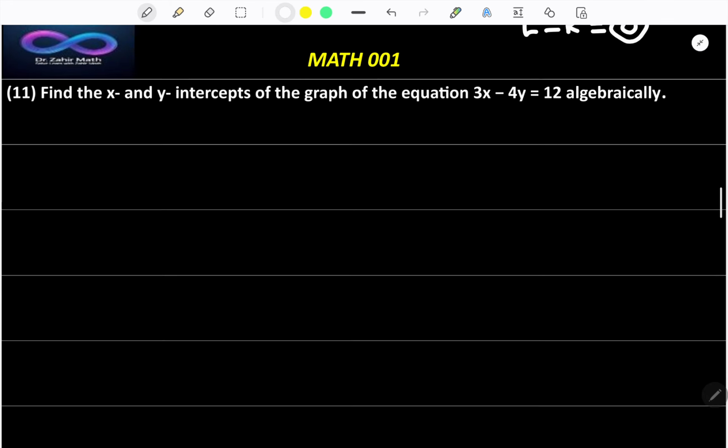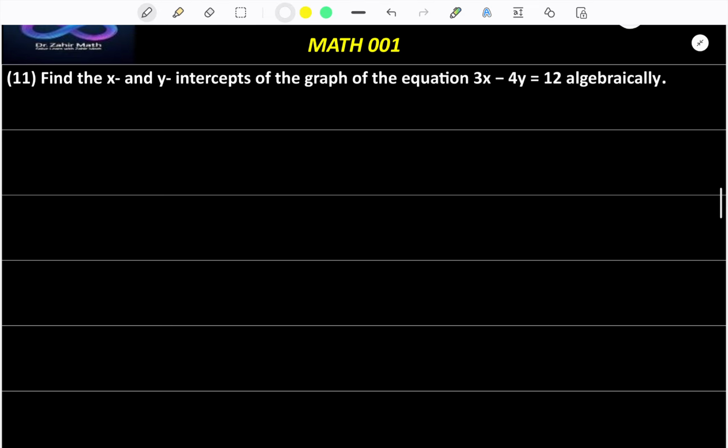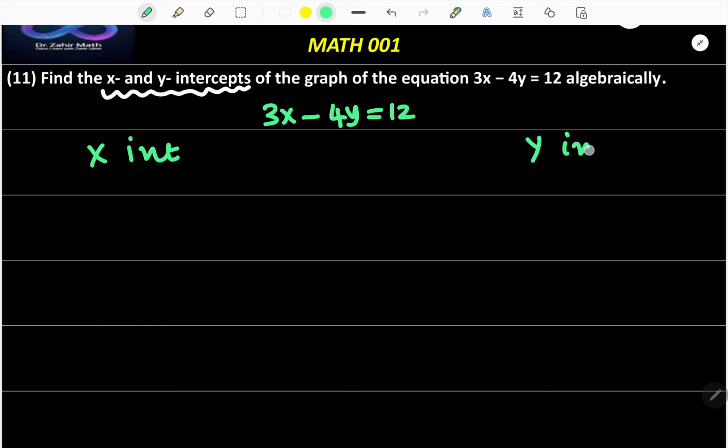Okay, right. Let's go for the next question. Find x and y intercepts of the graph of the equation. So we are going to find what? X and y intercepts. Right. So let us start. 3x minus 4y is equal to 12. I'm going to find the x intercept here and the y intercept here. So what is the equation? 3x minus 4y is equal to 12.